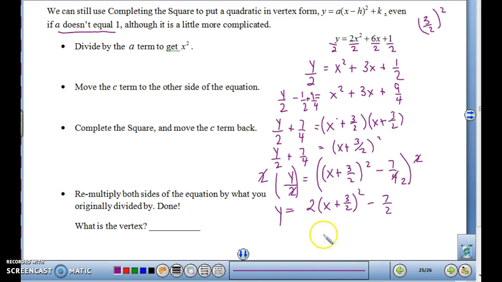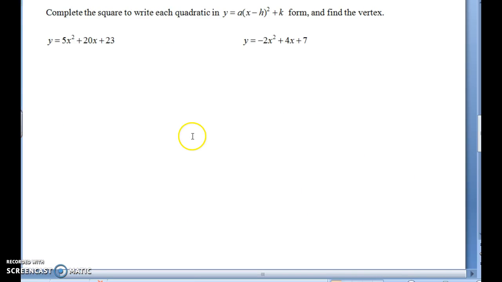So, what's my vertex? Remember that the a value does not affect the vertex. The vertex comes from here and here. So your vertex is actually going to be negative 3 over 2, because it's the opposite sign here, and the same sign here, negative 7 over 2. Or if you really want to do it in decimals, negative 1.5, negative 3.5. So you can do either one. All right, so basically all you have to do is divide it out first and then re-multiply when you're done. All right, let's try a couple more.